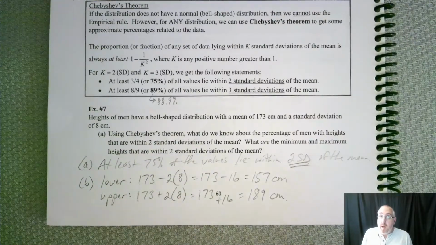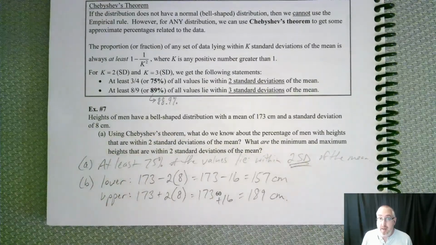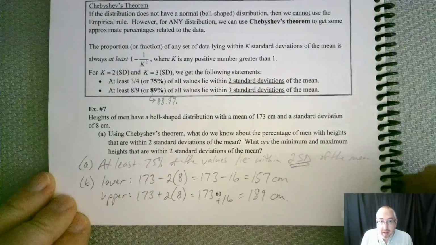So that would be that range for 2 standard deviations. So we know at least 75% should fall in there, but it might be more. And because it's bell-shaped, we do know it's more. It's going to be up to 95%. So Chebyshev's theorem is satisfied even though it says at least 75, because it's 75 or more. And 95 is more, so it's still valid.